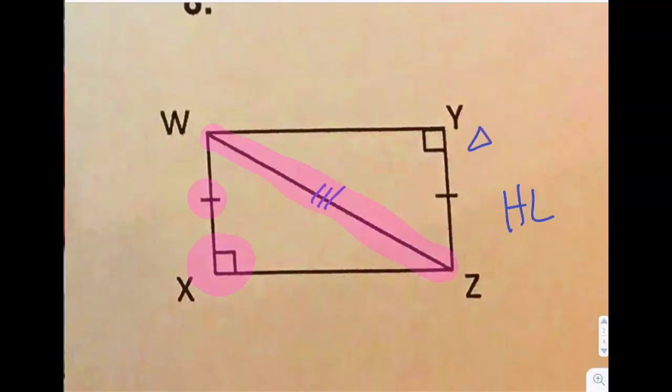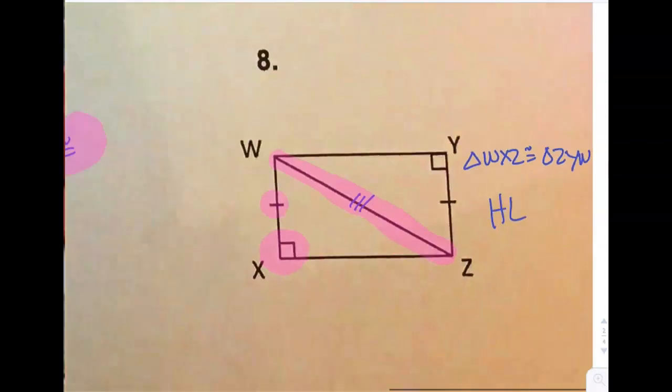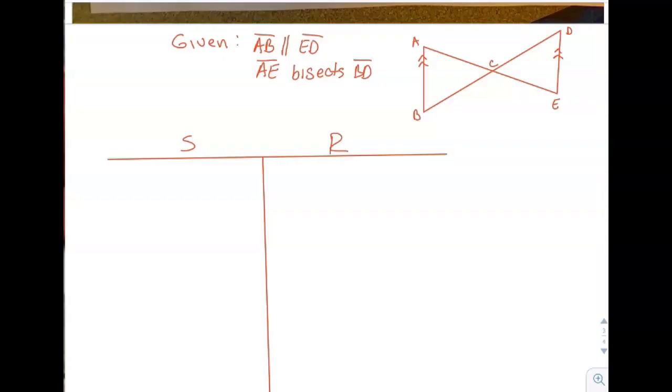And I'm going to say triangle WXZ on the bottom and triangle ZYW on the top. And that's because of the hypotenuse leg theorem. 90 degrees, a hypotenuse is marked, and one of the legs. Grab a piece of blank paper or the back of your packet or anywhere you have space and draw this. Push pause and draw this.